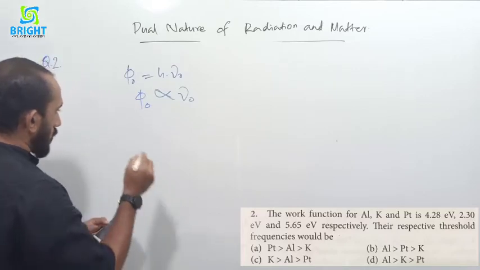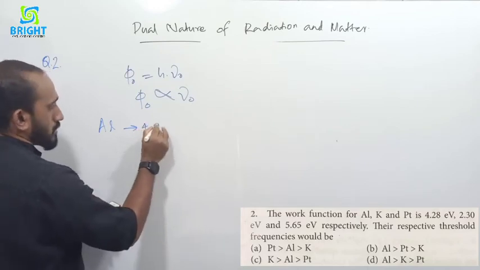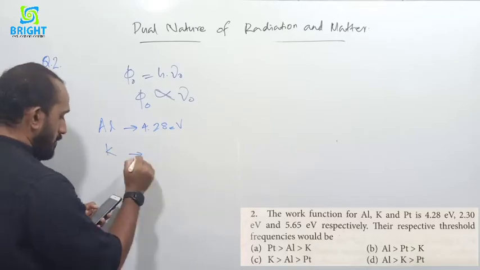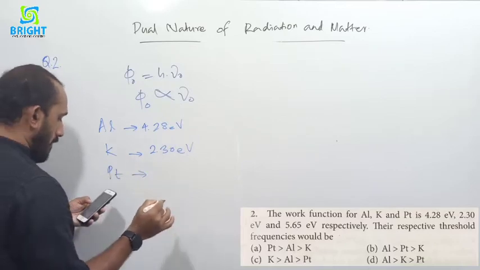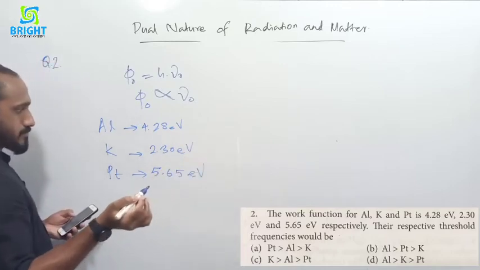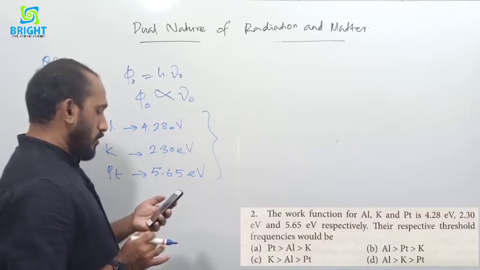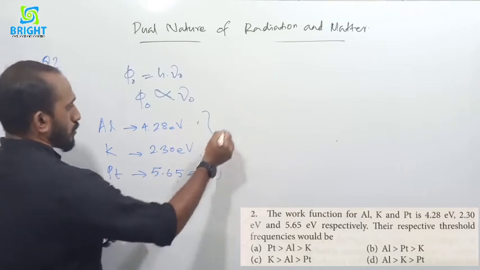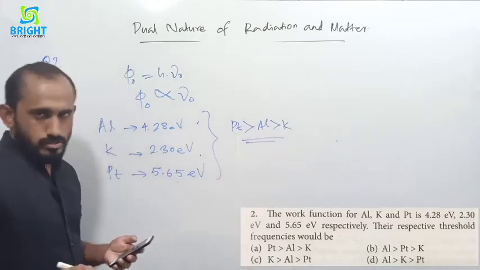Here we have for Al 0.28 electron volt, for K 2.30 electron volt, and for Pt 5.65 electron volt. So in ascending or descending order, you can do both as options. Here it will be highest for Pt, then second for Al, then third for K. So Pt greater than Al greater than K is the answer for this question.